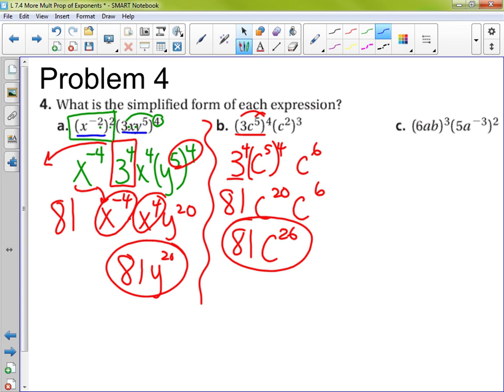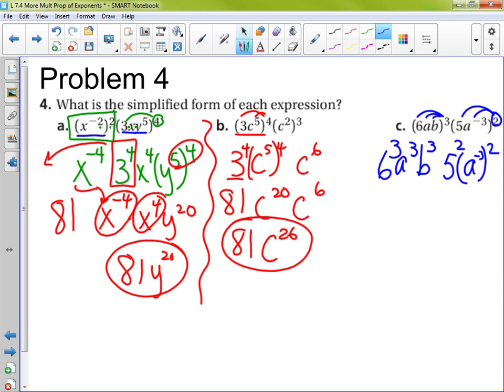And the last one. Give the 3 to each part inside. That's 6^3, a^3, b^3. And the second part, give the 2 to each part inside. So that's 5^2, (a^-3)^2.